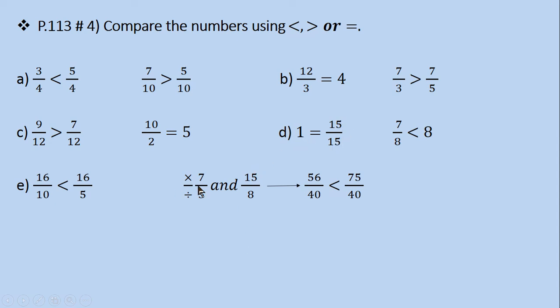If we have different numerators and different denominators, 5 and 8, find their LCM, 40. Then find their numerators. 40 divided by 5 is 8. 8 times 7 is 56. 40 divided by 8 is 5. 5 times 15 is 75. Now we have the same denominator. We can compare.